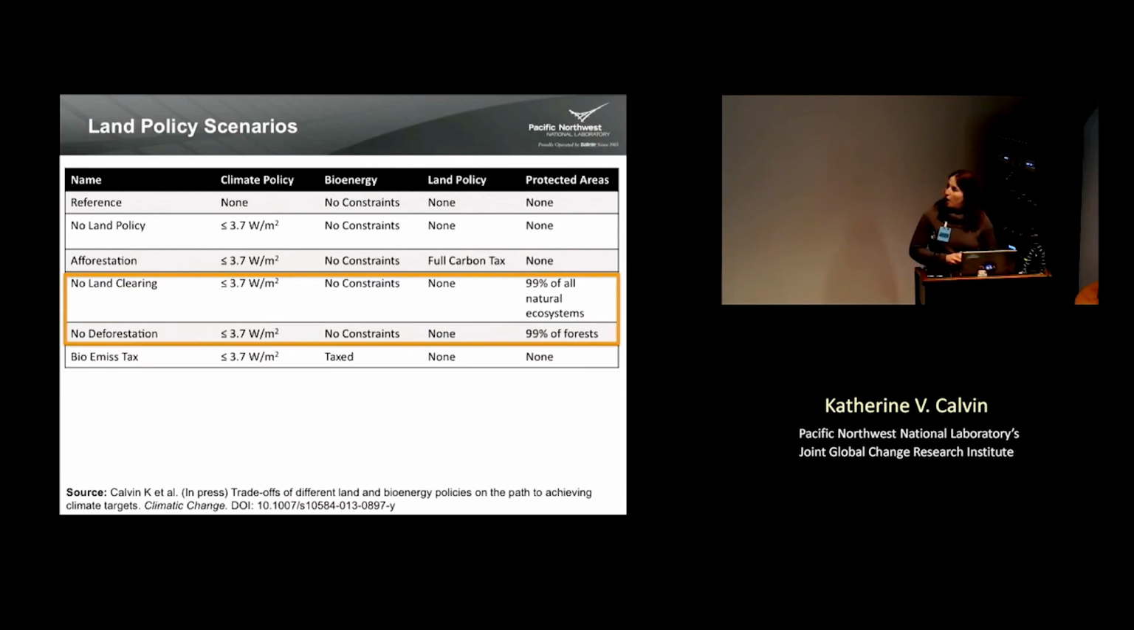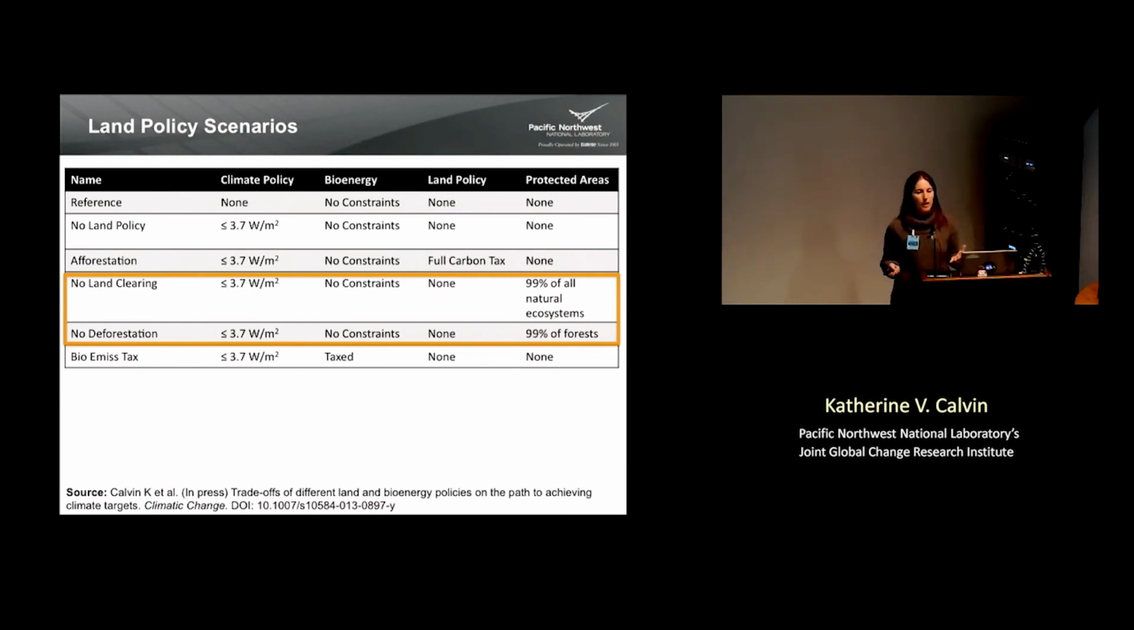The next two are sort of red type policies. So we're going to reduce deforestation, but we're going to do it through control measures, through protecting of lands. The first one is no land clearing. Here we're saying you cannot expand agricultural area beyond what you have today. You can shift around within that area, but you can't go beyond it. So you're not going to be able to clear any shrubs or trees or anything in order to expand your agricultural area.